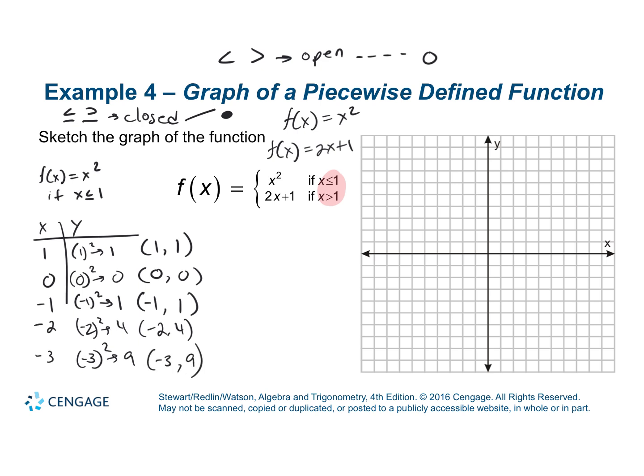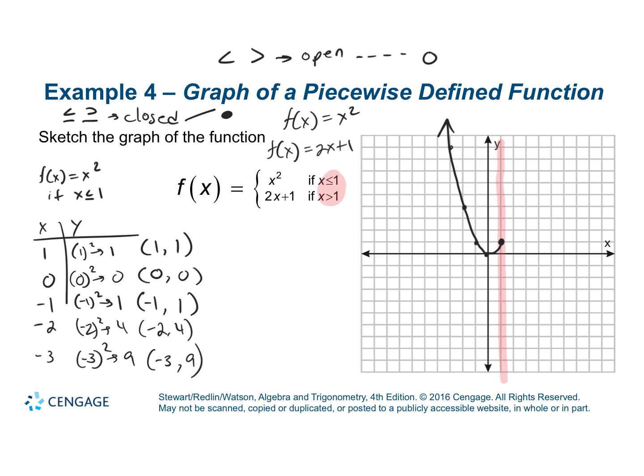I can go ahead and plot those points. Since it's less than or equal to where x is equal to 1, this imaginary line right here is where our graph is going to separate from the x squared to the 2x plus 1. The 1 is included because it's less than or equal to for the x squared. So at (1, 1), that's going to be a closed circle. Then we have (0, 0), (-1, 1), (-2, 4), and (-3, 9). So we have this graph like this.